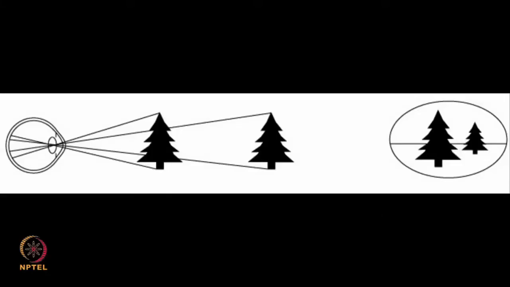Again, what's the size of the image on the retina? We know maybe how large a tree should be, and so if we see two trees, on the right there it shows that the smaller tree is perceived to be further away simply because it occupies a smaller region of the retina.